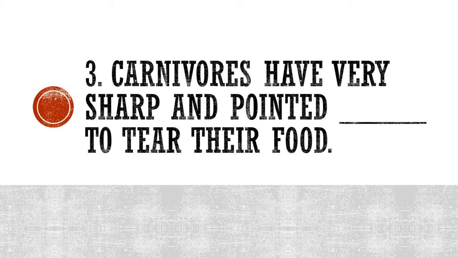Carnivores have very sharp and pointed dash. So let's see what the correct answer is. Correct answer is teeth. They tear their food with the help of teeth. They have sharp pointed teeth and strong jaws. Please repeat this statement after me. Carnivores have very sharp and pointed teeth to tear their food. That's it. Okay, moving on to the next one.